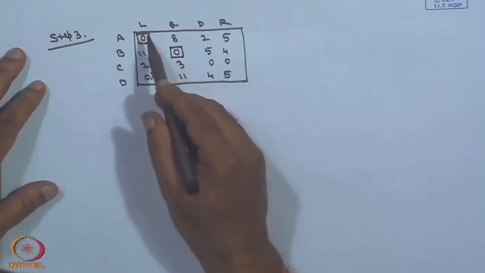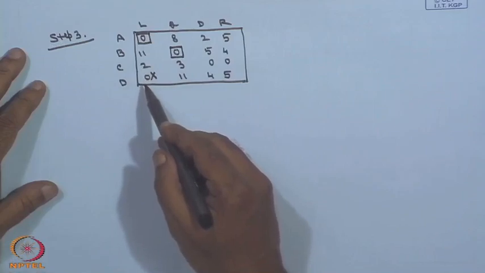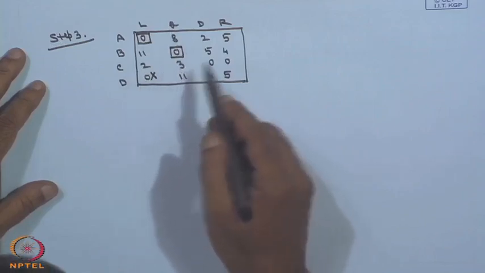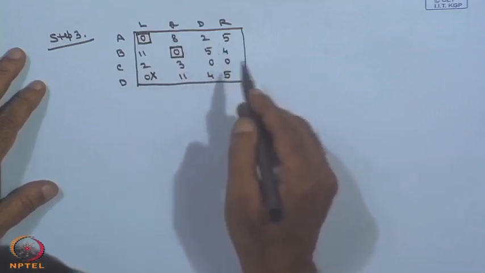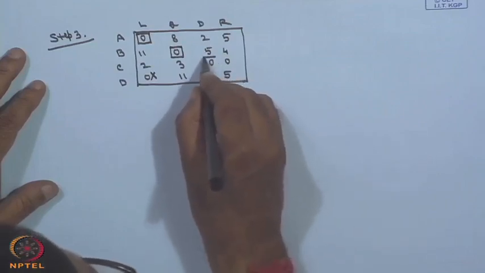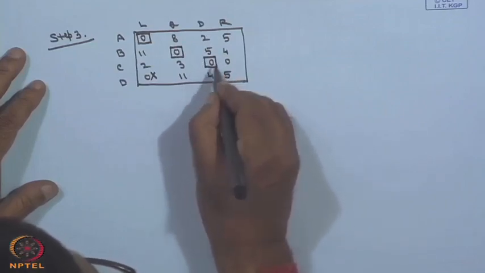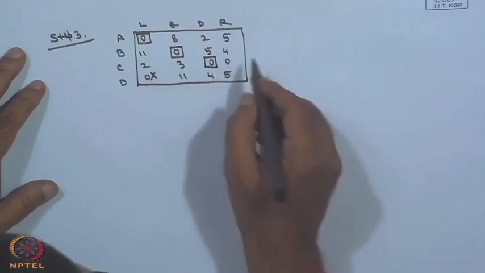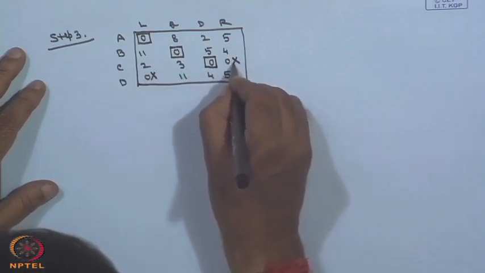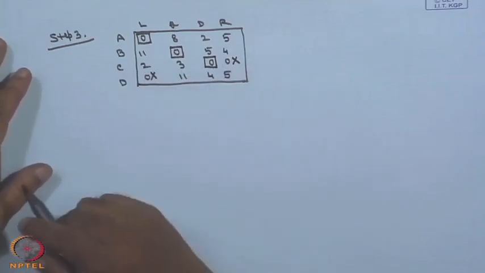So, now we will scan columns. First column already has been assigned, second column has been assigned, third column is having only one 0. So, you encircle it, and corresponding to this 0, on the corresponding row, if any 0 is there, then cross it. So, now I have crossed it.